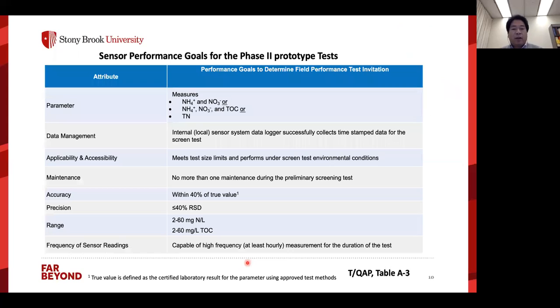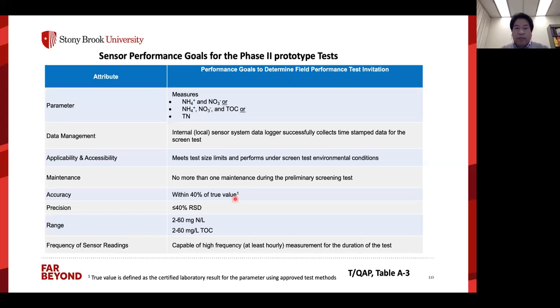This is the performance goal set up by EPA in the TQAP. The parameters for nitrogen measurement in the effluent of the IA system include ammonium, nitrate, or other species. The minimum requirement is at least nitrate plus ammonium. The accuracy should be within 40% error. The precision should be less than 40% bias. So this is the requirement. From an analytical chemistry point of view, this is not a high requirement, but it's very hard to achieve for in-situ long-term measurement.